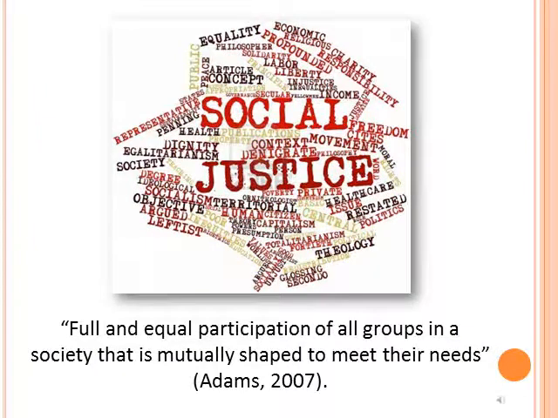What is social justice? Adams, 2007, defines social justice to be full and equal participation of all groups in a society that is mutually shaped to meet their needs. Teachers need to be mindful of social justice issues within the school environment to ensure that all students are offered equality in education.